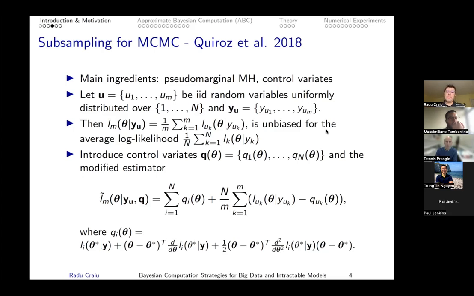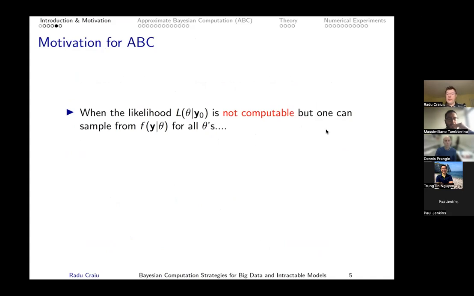So the authors are clearly aware of that, and they introduce control variates that are defined as here, where in this case, the control variates are developed from an expansion of the log likelihood, the i-th term of the log likelihood, around some central value, say the MLE. And I suggest you look at the paper. It's very interesting. I think it opens many directions for future expansion.